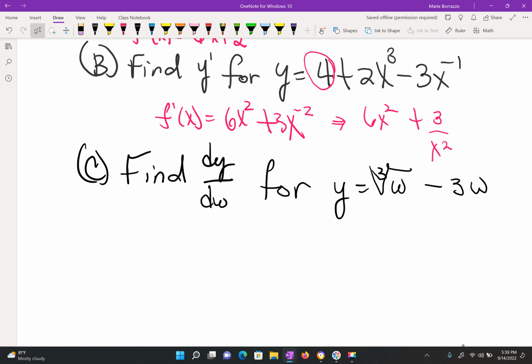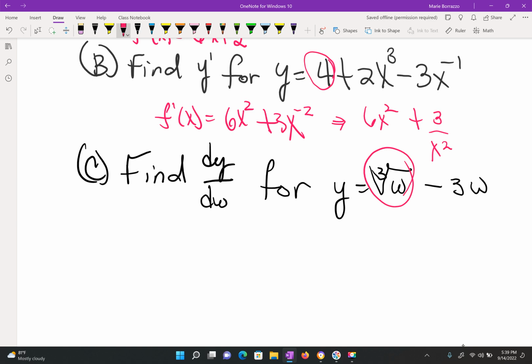Because remember, you'd still leave the cube root. You leave the cube root, and so the exponents will change. So it'd be 1/3. 1/3 times the cube root of w minus 3. You're close.